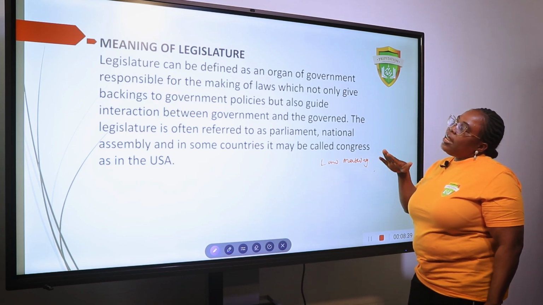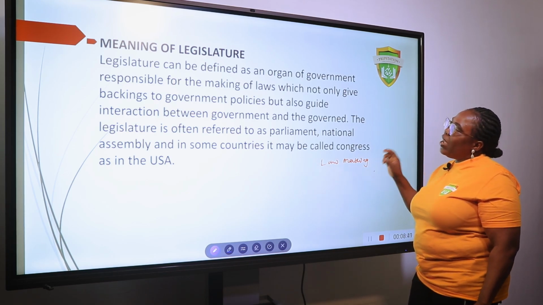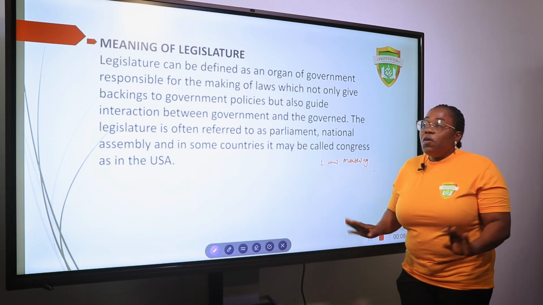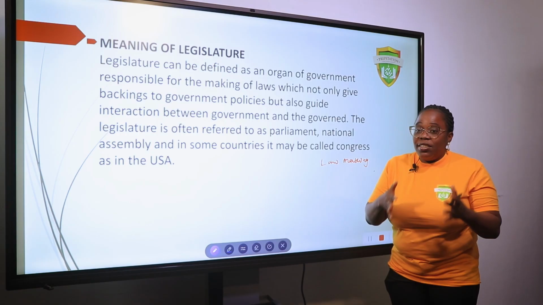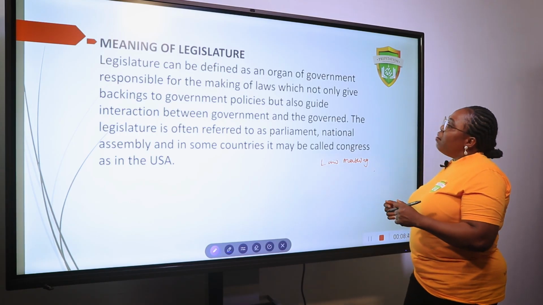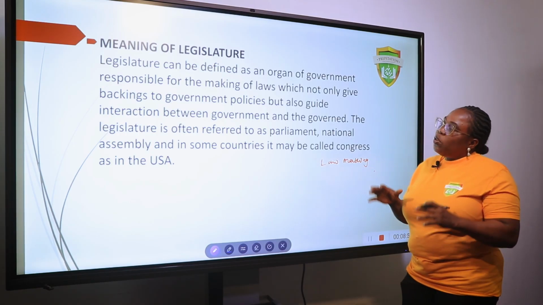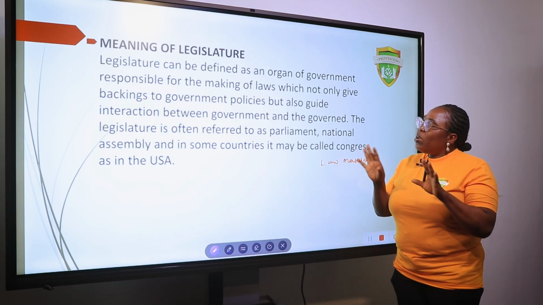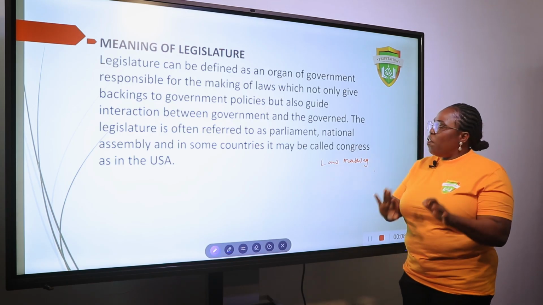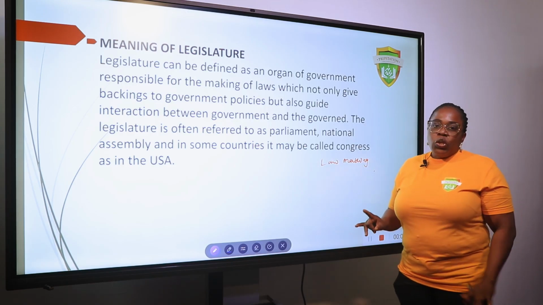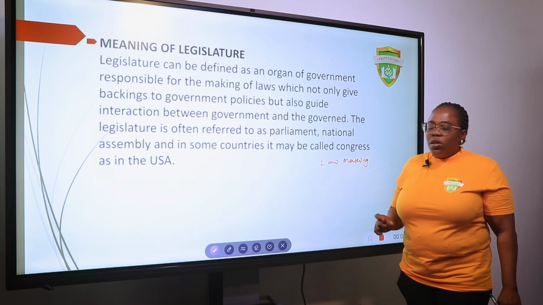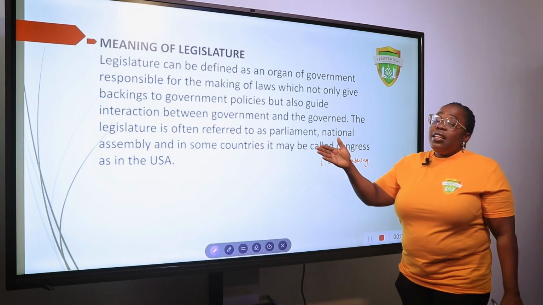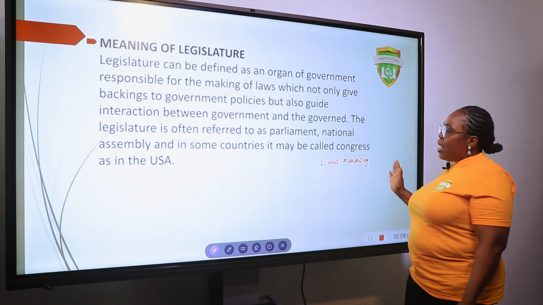Lawmaking. It says legislature can be defined as an organ of government responsible for the making of laws, which not only give backings to the government policies, but also guide interaction between government and the governed. So the basic function of the legislature is what? Lawmaking. The legislature is also referred to as the parliament.